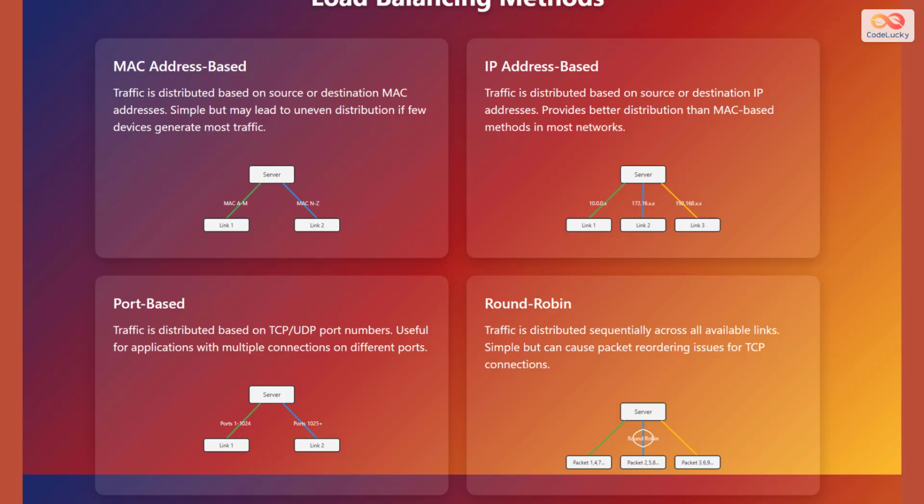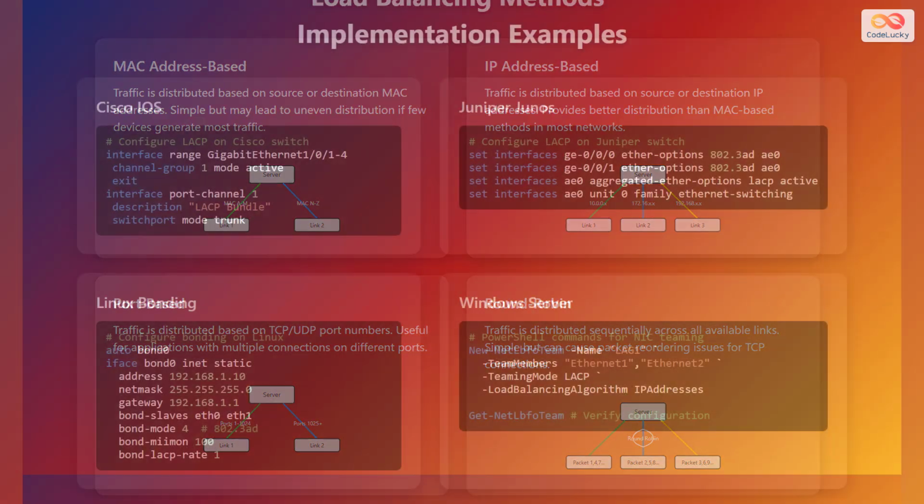Port-based distribution is another method, where traffic is distributed based on transmission control protocol or user datagram protocol port numbers. This is useful for applications with multiple connections on different ports. Lastly, there's round-robin distribution, where traffic is distributed sequentially across all available links. It is simple but can cause packet reordering issues for transmission control protocol connections.